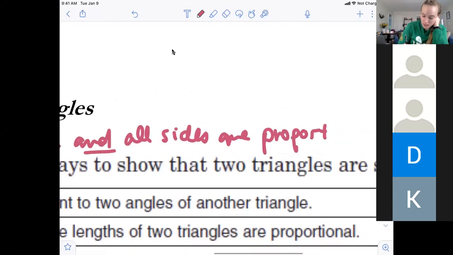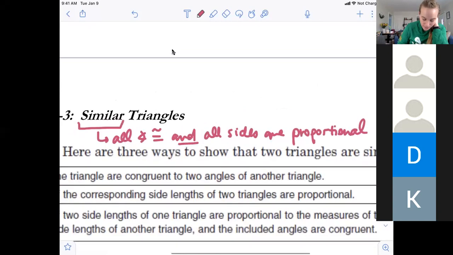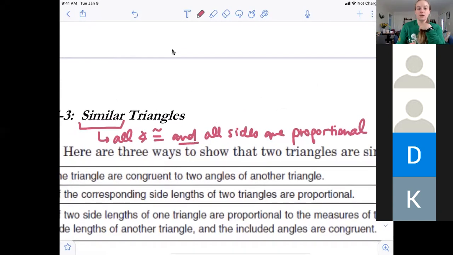I'll zoom out in one second. Let me just write this semi nicely. Okay. All angles are congruent and all sides are proportional. So we have to remember those two things when we do similar triangles.